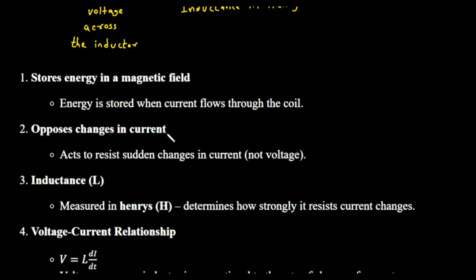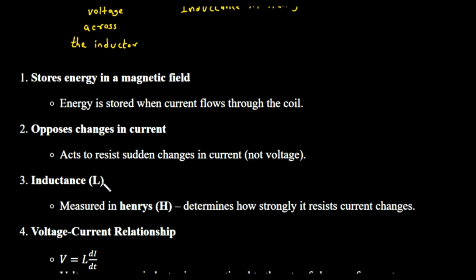2. Opposes changes in current. This is the most crucial concept to understand. An inductor acts like it has inertia, but for electricity. It resists any sudden changes in the current flowing through it. If you try to increase the current, it pushes back. If you try to decrease it, it tries to keep the current flowing. It's important to note that it resists changes in current, not voltage.